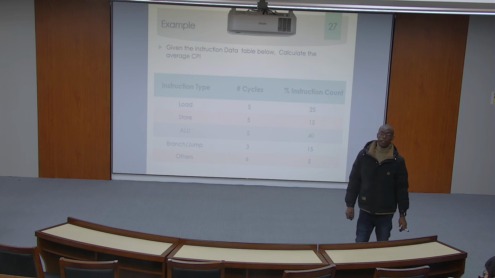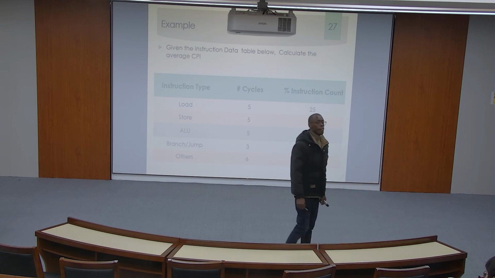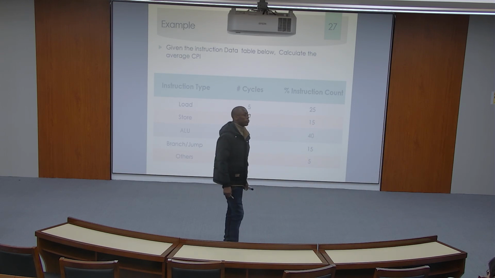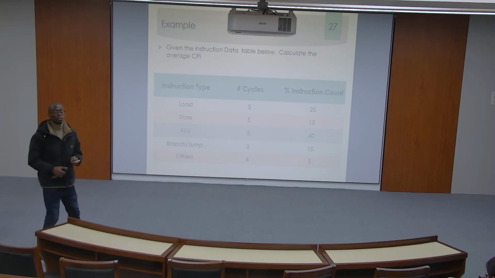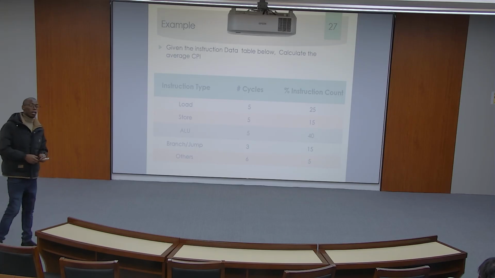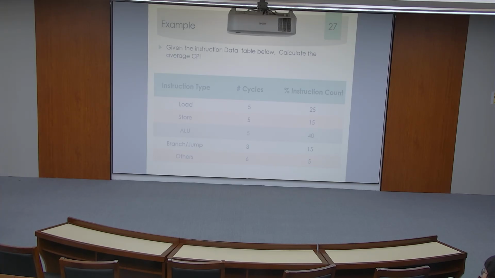What is the average CPI for different instruction classes? We have the formula here. We have different instruction types. We have the number of clock cycles for each instruction and the percentage count for instruction count. So I want you to tell me the average CPI.